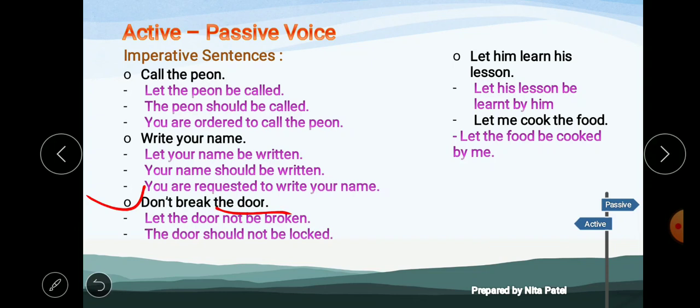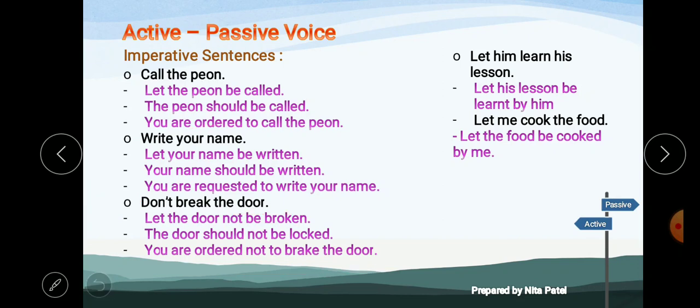The door should not be broken. Next, with the help of this you are ordered or requested not to break the door.